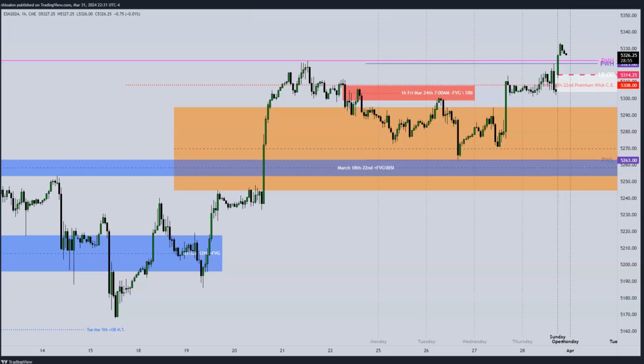Now, I haven't mentioned this in the analysis yet, but keeping in mind that it is non-farm payroll week, so we have non-farm payroll numbers on Friday. But besides that, I think we have high impact news every single day this week. So, very busy week. I think it's going to be quite volatile.